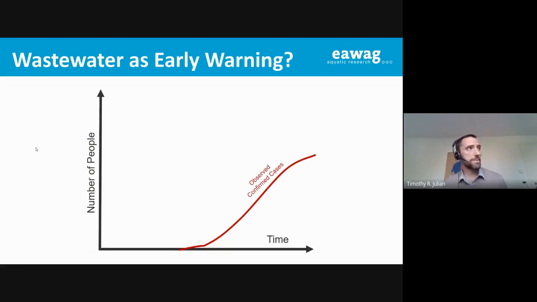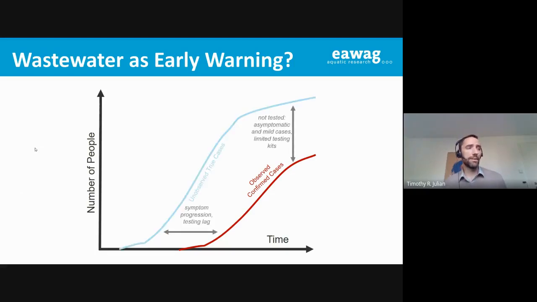So for theory, the concept that we had is that wastewater might be able to act as an early warning for diseases that are shed through our fecal material. So for example, here's a plot of the observed confirmed cases. So this is the clinical case data you might see for an epidemic. And for the COVID-19 case, this is what we saw in mid-March, is over time, an increase in the observed number of cases.